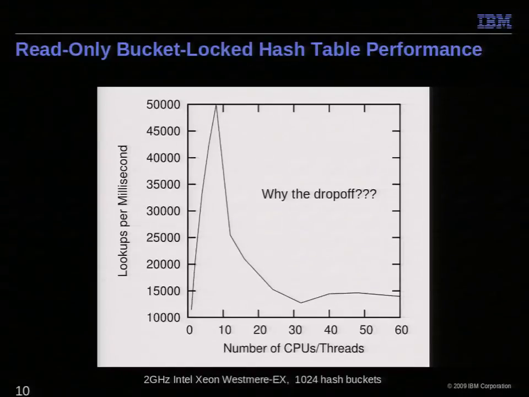But as you can see, something pretty bad happens once we go above 8 CPUs. The drop-off is really catastrophic. Any guesses as to what bad thing is happening there? I mean, this is a hash table. We're looking up. It's fully parallel. Why is the throughput dropping from 50,000 down to less than 15,000 as we go above 8 processors? What's happening?